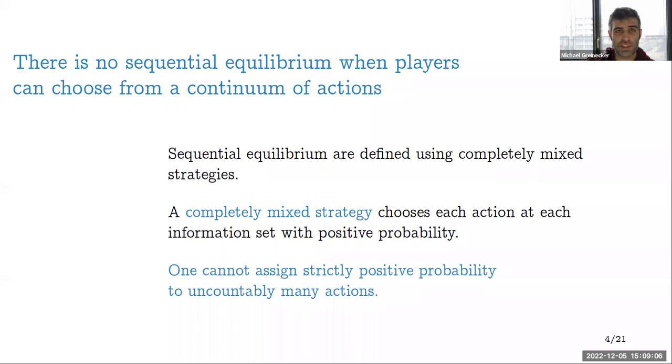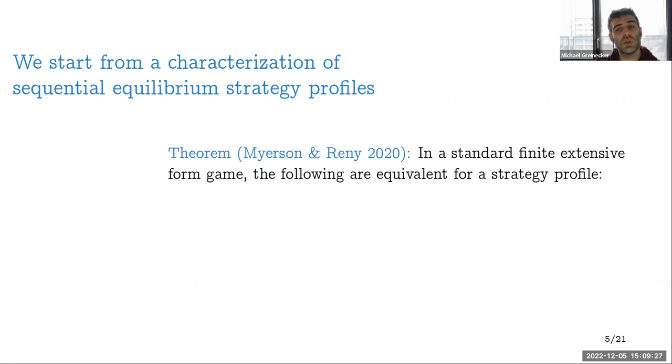So we start with a certain characterization of the strategy profiles in a sequential equilibrium. Infinite action spaces are messy, infinite conditional beliefs are even messier, so we are trying to keep them out. So it is about standard finite extensive form games. What does that mean? Finite extensive form games of perfect recall, in which whenever nature moves, nature plays everything with strictly positive probability.